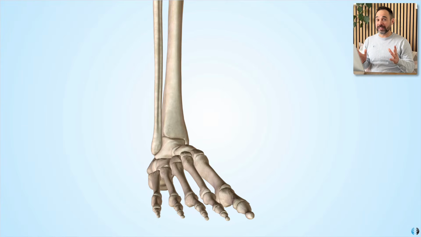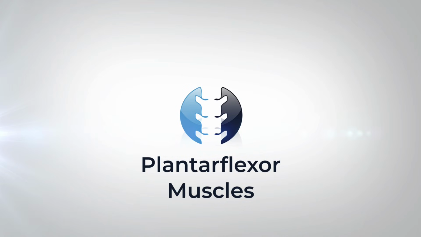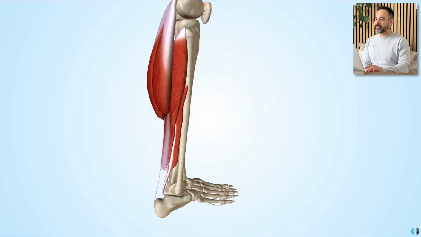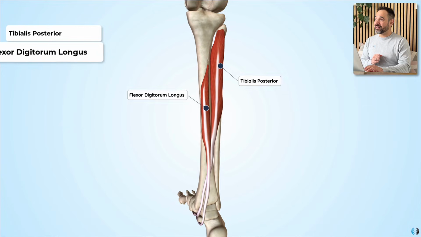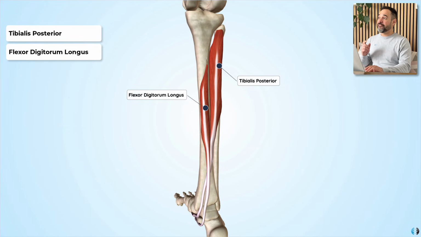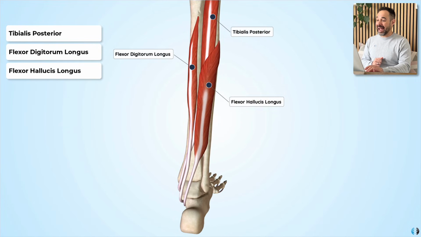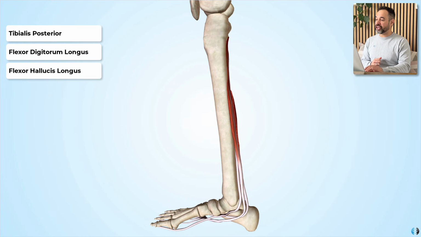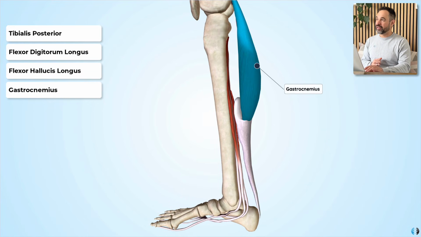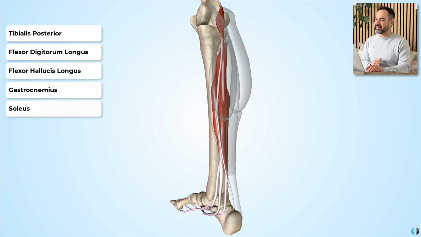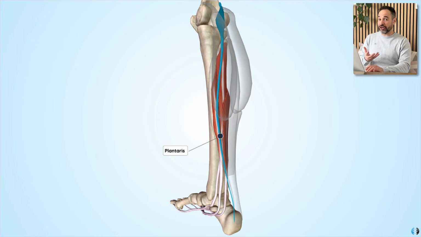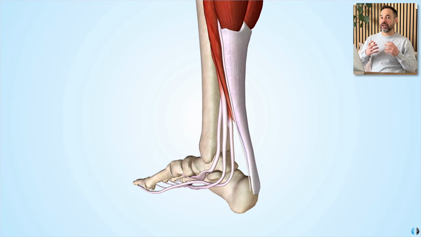So the next group of muscles that we're going to look at is the plantar flexors of the ankle, which comprise tibialis posterior, flexor digitorum longus, flexor hallucis longus, and the triceps surae muscles, which are gastrocnemius, soleus, and sitting underneath the gastrocnemius is plantaris. So the first clear feature that you'll notice with all of these is that they are located at the posterior aspect of the lower leg.